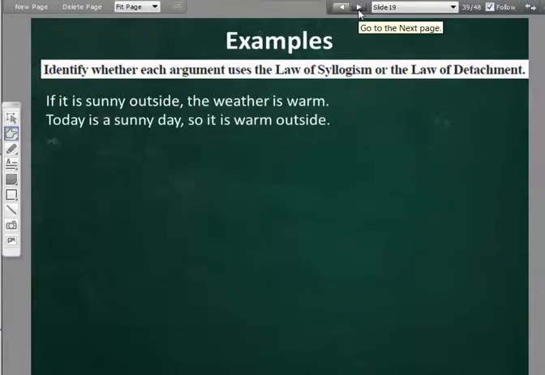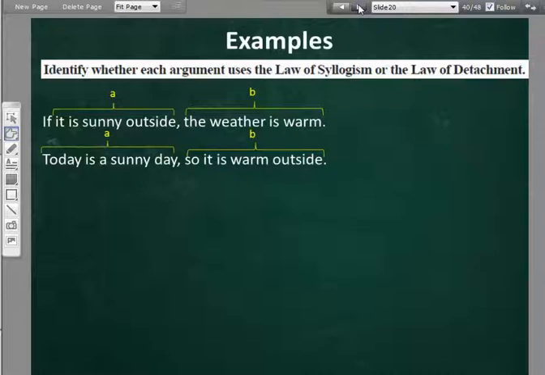Okay, our next example says, if it is sunny outside, the weather is warm. Today is a sunny day, so it is warm outside. So remember, first I'm going to break it down. If it is sunny outside, the weather is warm. Sometimes they leave out the word then, and that's quite alright.